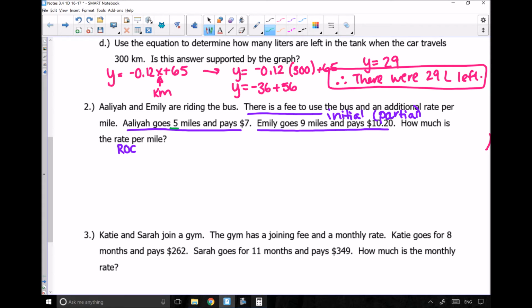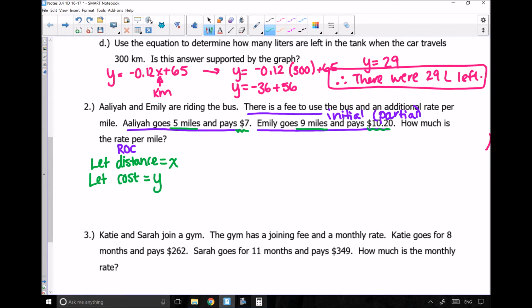So we know that Aaliyah goes 5 miles while Emily goes 9 miles. So distance is one of my variables. So we're going to let distance equal one of our variables. And we also know that Aaliyah pays $7 and Emily pays $10.20. So we're going to say cost is our second variable. But the question is, which one is the independent variable? Which one depends on the other? Well, the cost depends on how far you go. So the cost is the dependent variable, so cost is y. If the cost is dependent, then the distance is independent, so the distance is x.